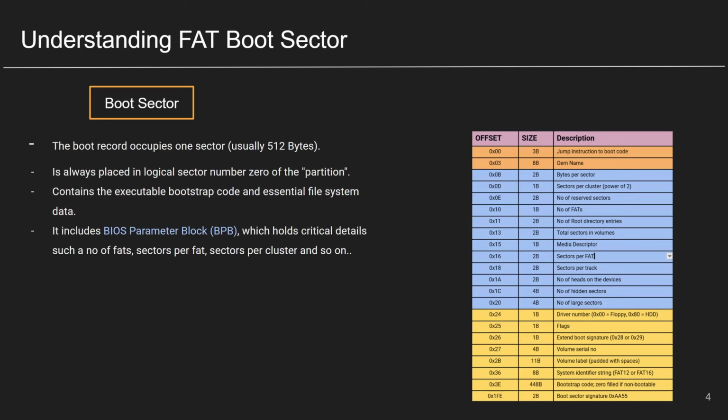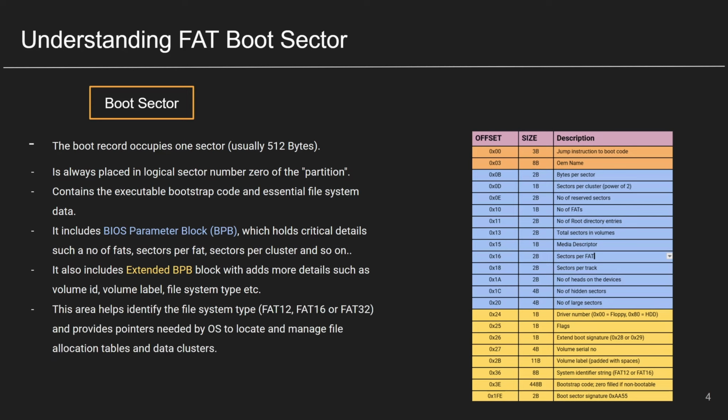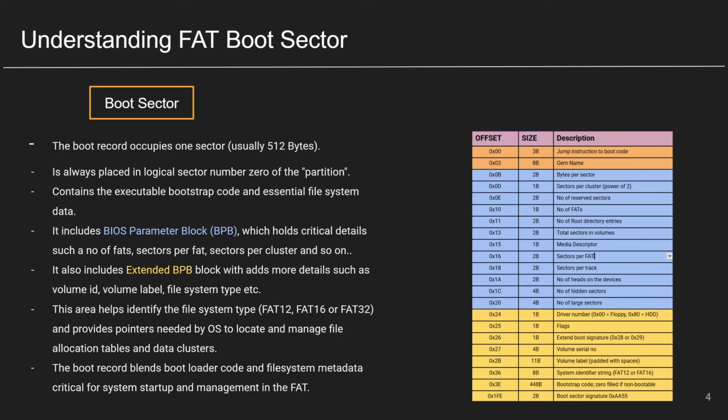It includes the BPB, or BIOS parameter block, which holds critical details such as number of FATs, sectors per cluster, and so on. It also includes the extended BPB, which adds more details such as volume ID, volume label, file system type, etc. This area helps identify the file system type, FAT12, 16, or 32, and provides pointers needed by the OS to locate and manage file allocation tables and data clusters. The boot record blends bootloader code and file system metadata, critical for system startup and management in the FAT.